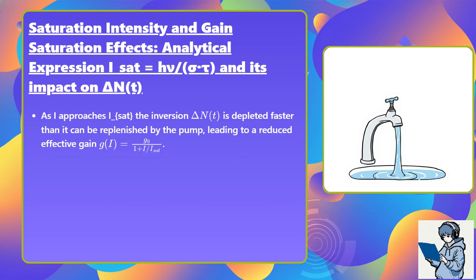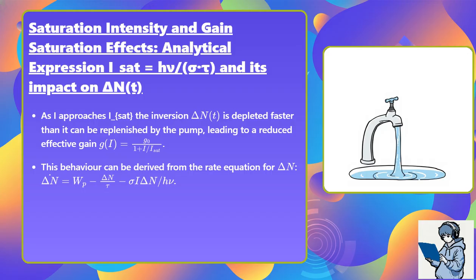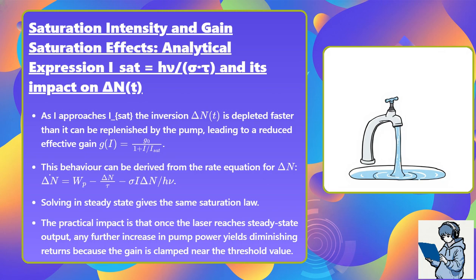As I approaches I sub sat, the inversion delta n of t is depleted faster than it can be replenished by the pump, leading to a reduced effective gain, g of I equals g0 divided by 1 plus I over I sub sat. This behavior can be derived from the rate equation for delta n. d delta n by dt equals w sub p minus delta n over tau minus sigma I delta n over h nu. Solving in steady state gives the same saturation law. The practical impact is that once the laser reaches steady state output, any further increase in pump power yields diminishing returns because the gain is clamped near the threshold value.